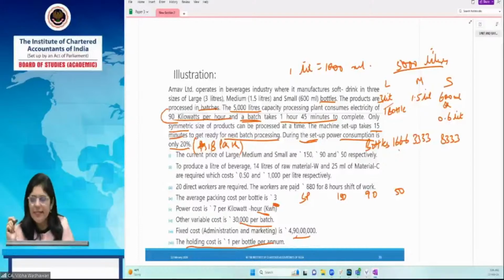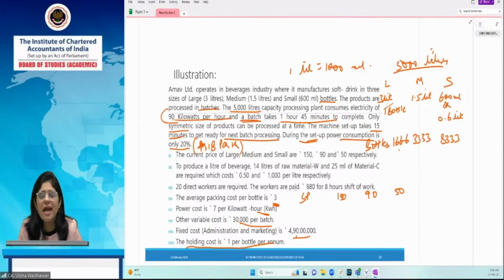8333 liters of these bottles can be produced of small size. Is it clear? So 5,000 liters is the capacity in one batch. If I produce only large bottles and one bottle is of 3 liter, I can produce 1,666 bottles in one go of large size, 3,333 of medium size and 8,333 of small size. So these are the number of bottles in one run. In one run, these many bottles we require.